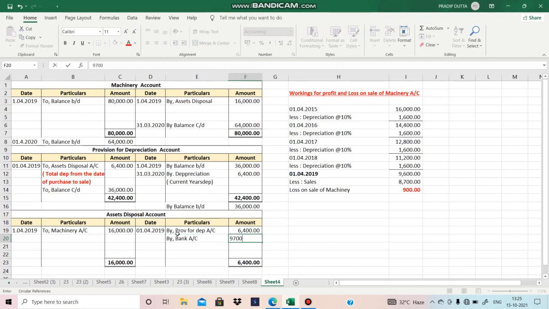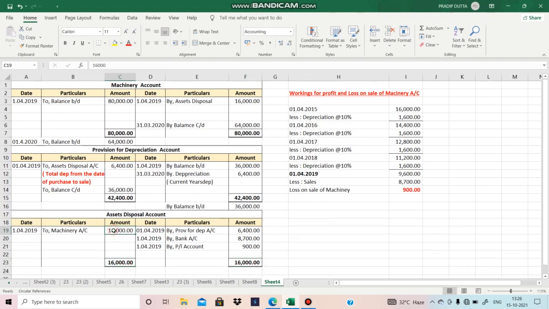By bank account, what is the sale proceeds? That's 8,700, on the same date. And by profit and loss account, what is the loss? The loss is 900 from here. And see, the asset disposal is automatically balanced. Check this. If your answer is wrong, this asset disposal will not match.